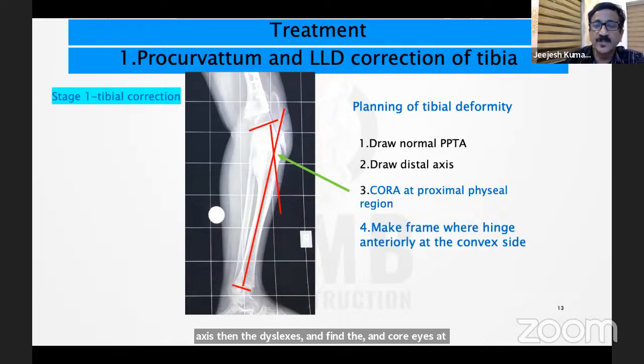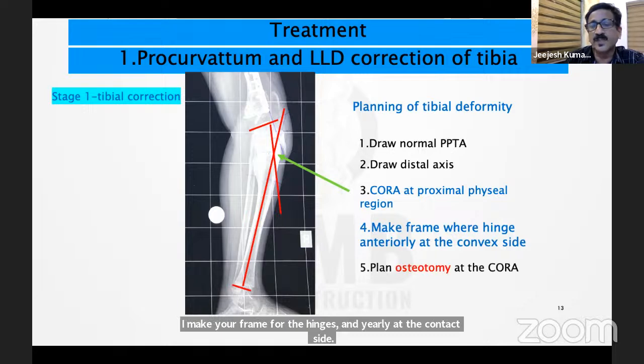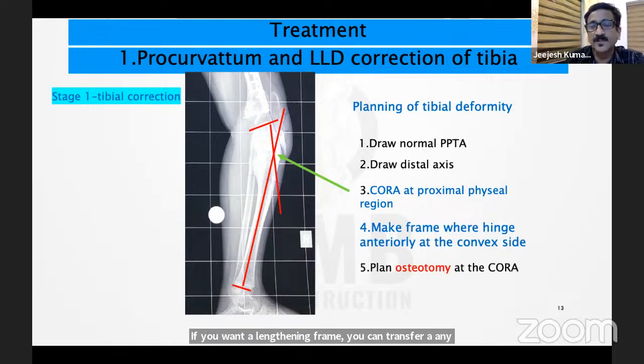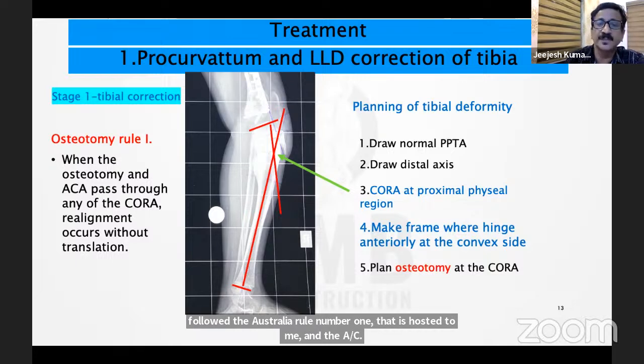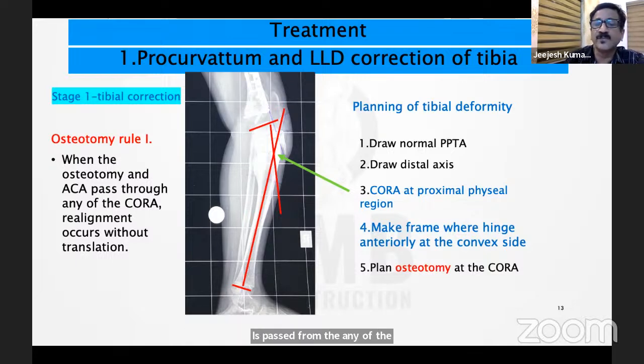Then make a frame where the hinge is anterior, at the convex side. If you want a lengthening frame, you can translate along the transverse plane; basically, you can put in however much length you want. Then plan the osteotomy at the CORA. Here, we have followed osteotomy rule number 1: the osteotomy and the axis pass through the CORA, so realignment occurs without translation. So this is a simple osteotomy rule number 1.